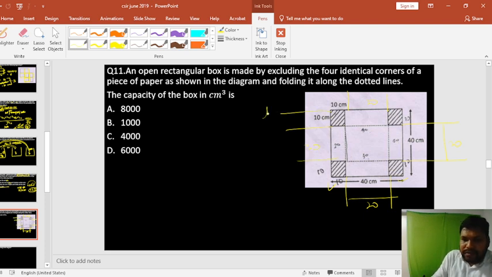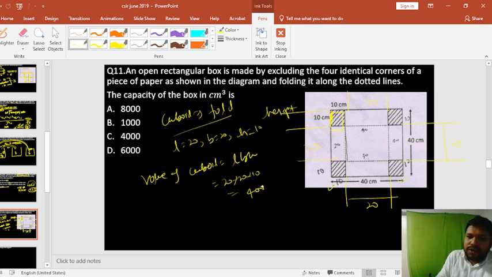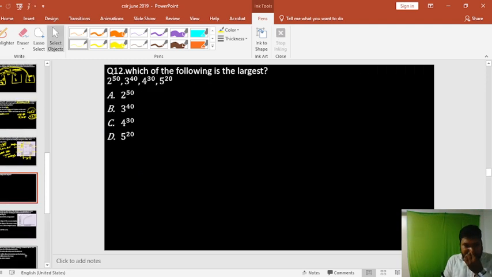Then this one will act as the height of the rectangular box because it will become a cuboid. If you fold it here it will become a cuboid, and the length is 20, breadth is 20, and the height is 10, because this part, all the four corners, will act as the height. Then we know that the volume of a cuboid is L times B times H. So 20 into 20 into 10, it's 4000 cubic centimeter. So option number C.